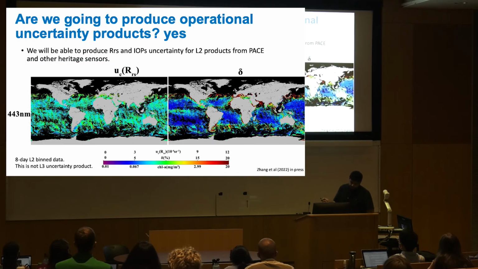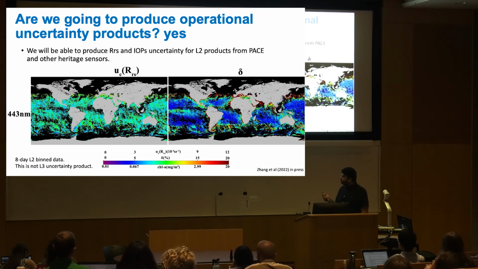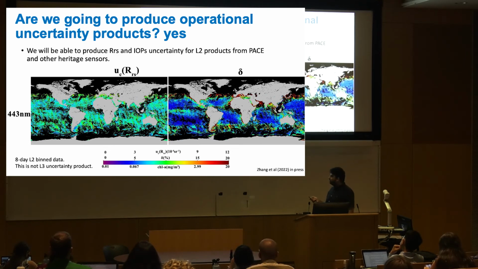So are we going to produce Rrs uncertainty operationally? The answer is yes. Right now we have that capability, so CDAS will be able to produce that. This is an example from our recently accepted manuscript. Basically, this is the uncertainty on Rrs at 443 globally. This is not the level 3 map. This is actually a level 2 map binned for 8 days.